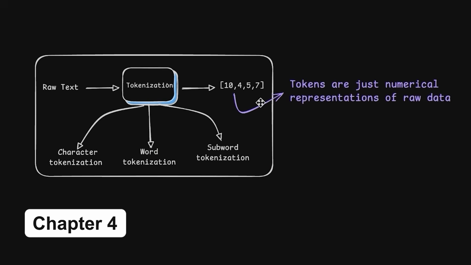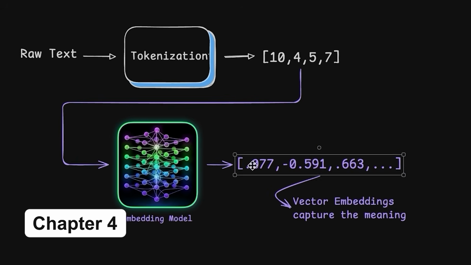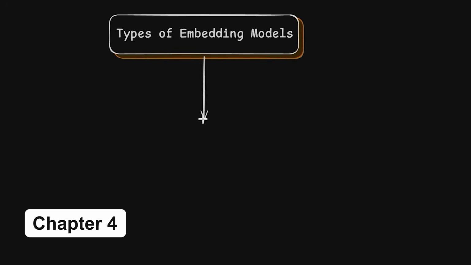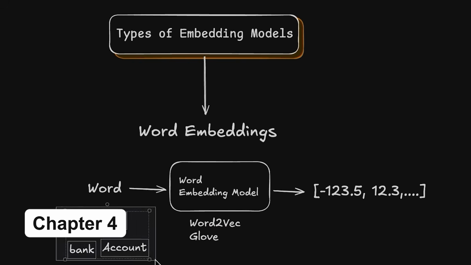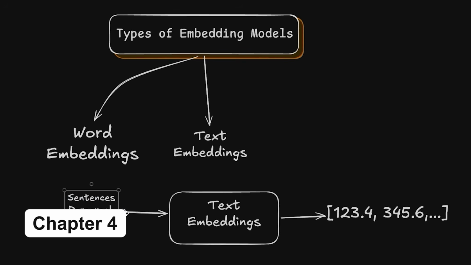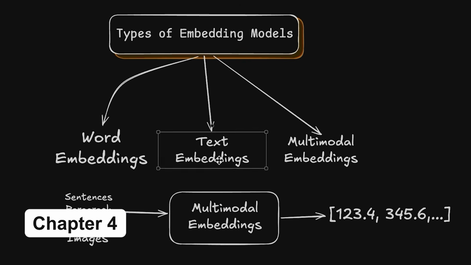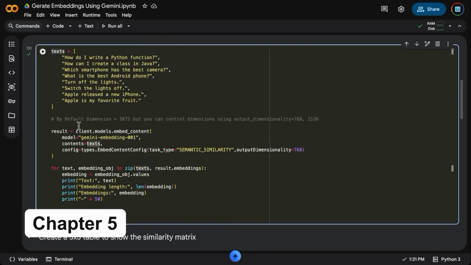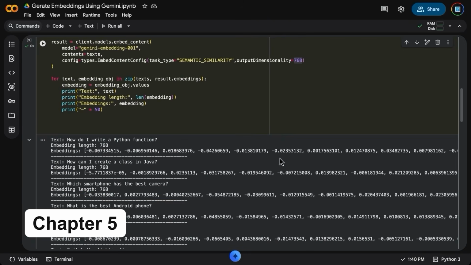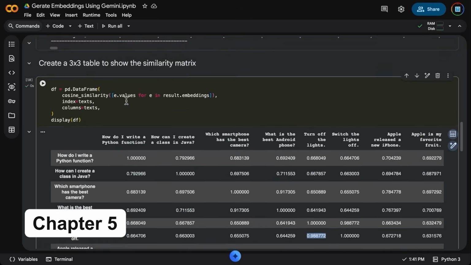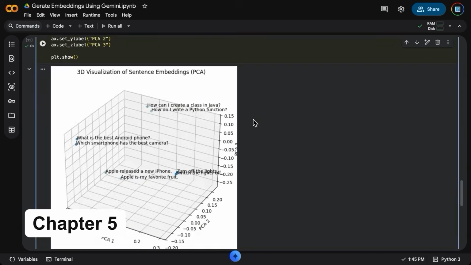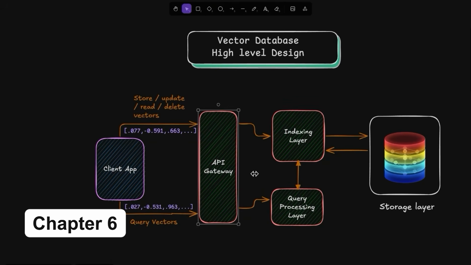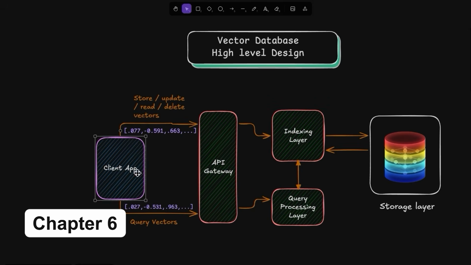In chapter 4, you will learn how text is transformed into vectors and how it captures meaning and context, and how vector math works behind the scenes. We'll also explore the embedding models used in production AI systems today. In chapter 5, we will work with the Google Gemini embedding model, where we will see a complete live demo of generating vector embeddings.